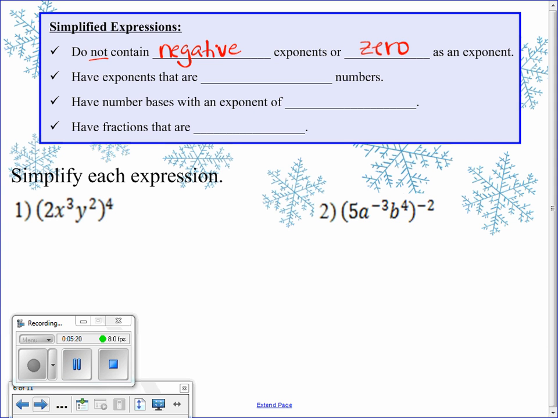Oh, I have one problem with whole numbers. What's the first whole number? 0 is the first whole number. Am I allowed to have 0 as an exponent? No. So I can't use the word whole. What? I could use positive. I take that. They're positive.